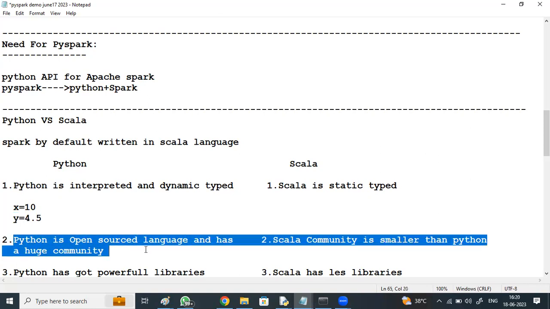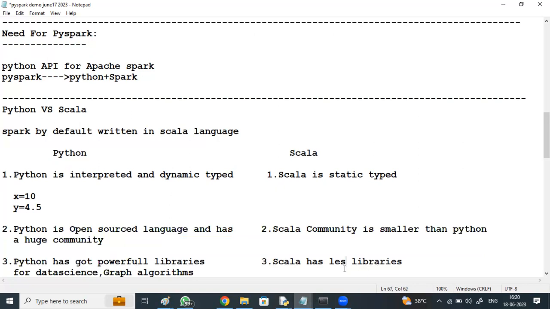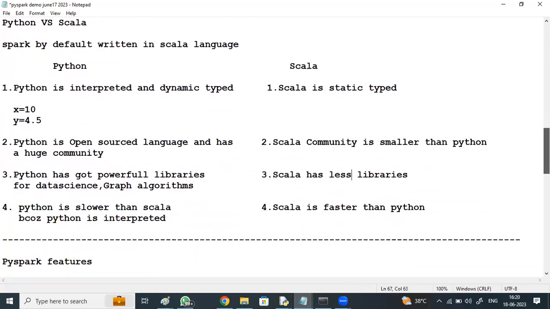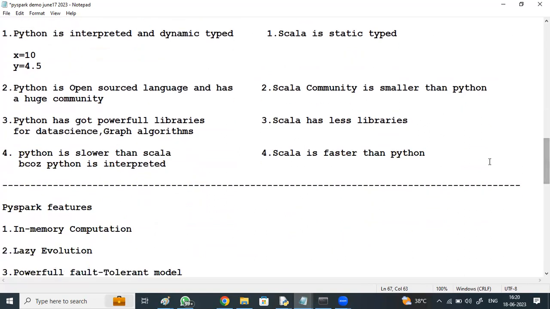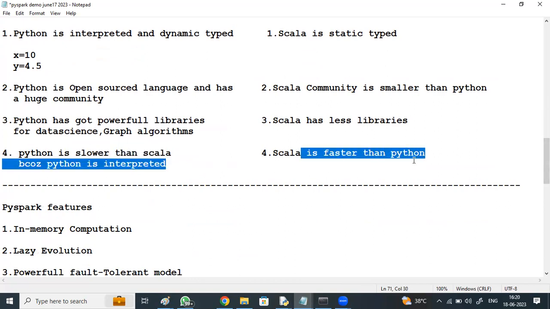Python is open source and has a huge community. The Scala community is smaller than Python's. Python has powerful libraries; Scala has fewer libraries compared with Python, which provides thousands of modules for different environments. But Python is slower than Scala because Python is interpreted. Scala is faster than Python.